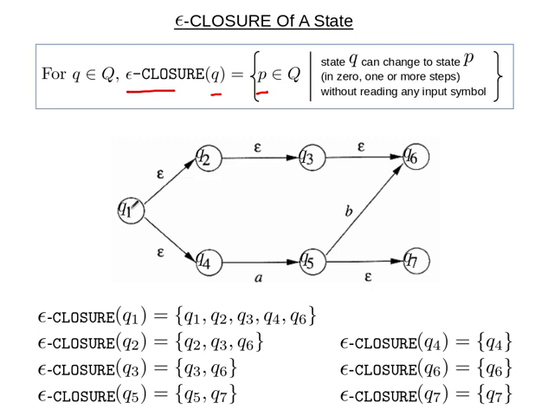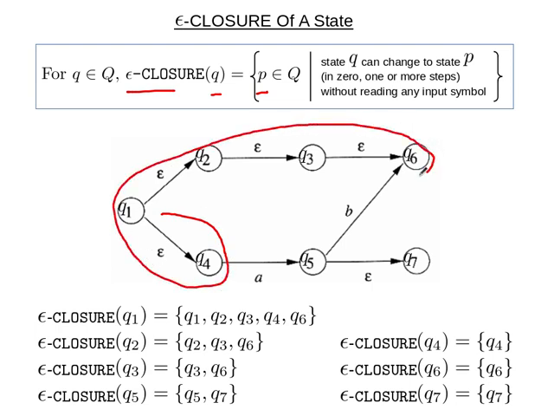So in one step you can be either in Q2 or Q4 without reading any input symbol, of course, and then you cannot take this because here you need to read one input symbol, but you can take this. So in 2 steps you can be here without reading an input symbol. In 3 steps you will be here without reading an input symbol. So the epsilon closure of Q1 will be this entire thing.